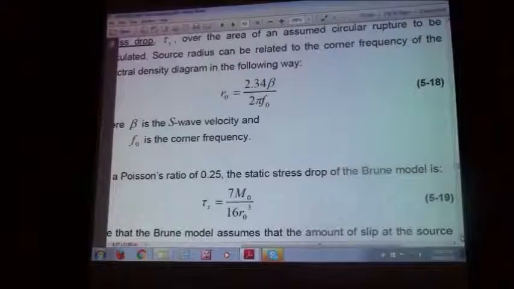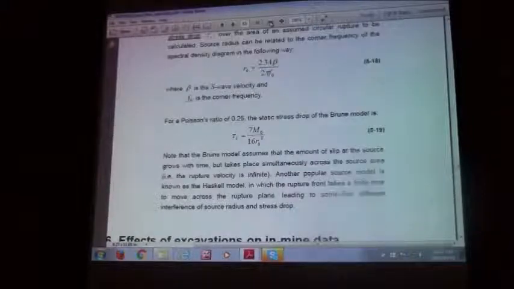So that is the kind of parameters that we derive in mine seismology that we routinely use. It's not just magnitude and location, but we derive moment, we derive energy, and from that we start to work out a whole lot of other derived parameters as well.